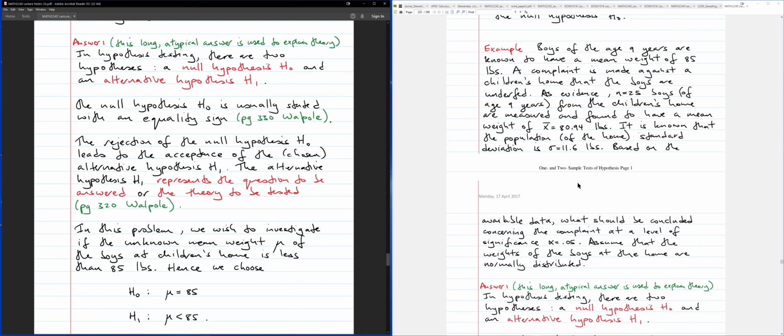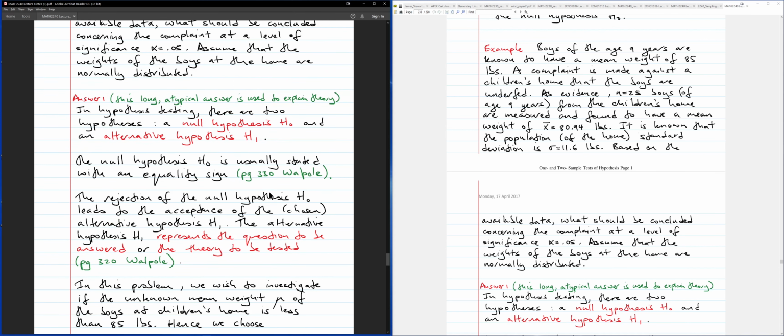Based on this, what you want to do is determine if the complaint that the boys are being underfed has validity at a significance level of alpha equal to 0.05. We're assuming here that the weights of the boys at the home are normally distributed. So you want to work out this problem.